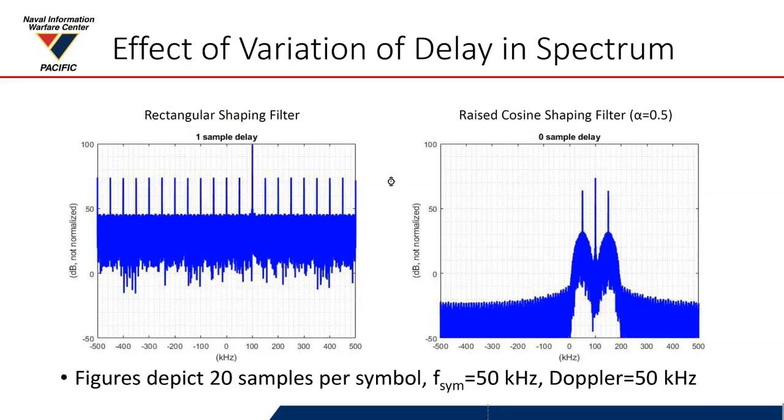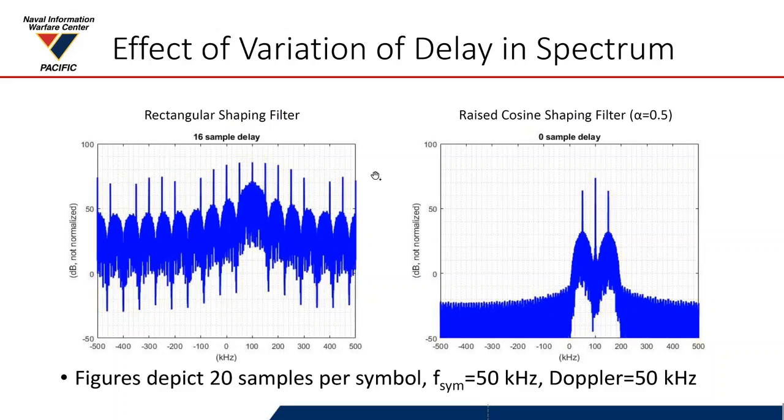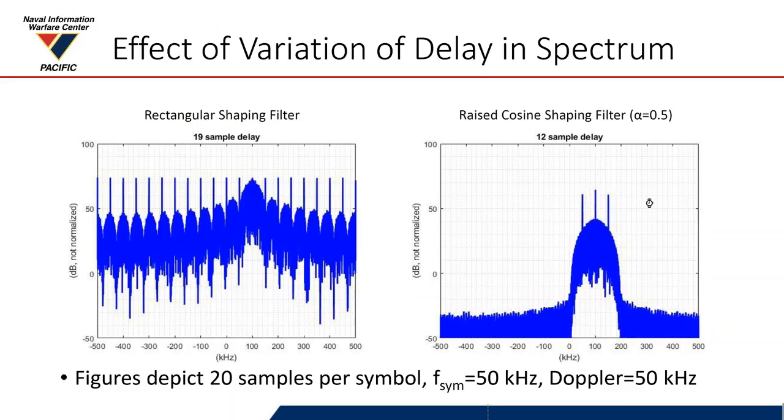But as soon as we have some delay, we start to see the spectral lines associated with the symbol rate. As we increase our delay, though, you'll notice that the spectral line associated with twice the Doppler starts to get de-accentuated. Something similar happens if we had a raised cosine shaping filter in the transmitter. Here, without a delay, we still see the spectral lines associated with the symbol rate because of our non-zero value for the roll-off factor. If alpha had been 0, we wouldn't see them there. But as we increase the delay, the spectral line associated with twice the Doppler disappears.